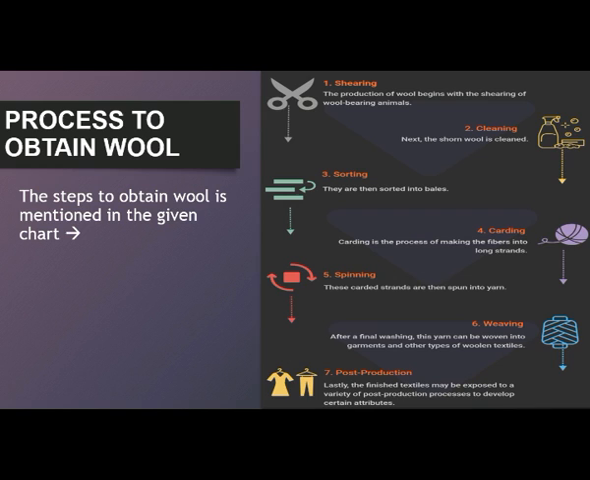These are the steps shown for processing wool fiber. The first step is shearing. The production of wool begins with the shearing of the wool bearing animal. After shearing is the cleaning of wool, then sorting it into bales, then carding. It is the process of making the fibers into long strands. After this, the spinning process takes place, where it is spun into yarn, then weaving, and then production of the fabric. These are the steps involved to obtain wool fabric from wool fibers.